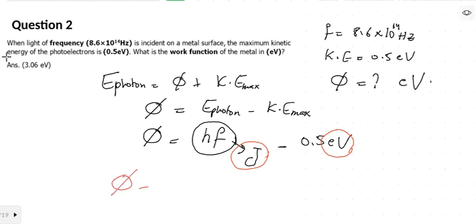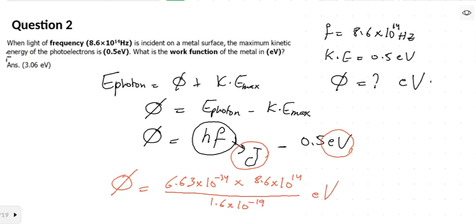So the work function will be equal to 6.63 times 10 to the power minus 34 times the frequency 8.6 times 10 exponent 14. I divide, because if I keep it like this, it will be joule, divided by 1.6 times 10 to the power minus 19. So the answer in electron volt, minus 0.5 electron volt. So if you get the final answer in calculator, it will be approximately 3.06 electron volt. Okay?